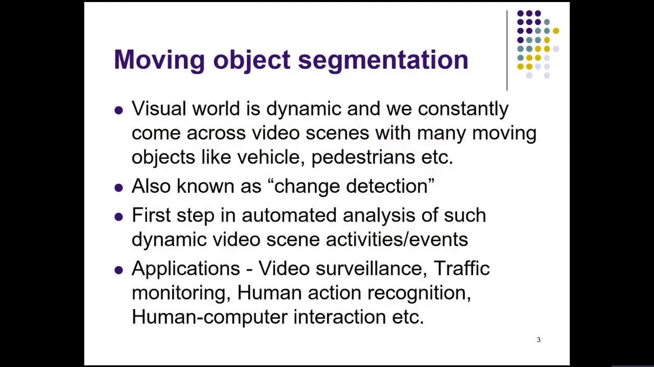This thing is popularly known in computer vision as moving object segmentation, or sometimes it is also known as change detection. This technique that we are going to discuss is called change detection or moving object segmentation, and it is used mostly for segmenting out moving objects like vehicles and pedestrians in video scenes of the visual world.